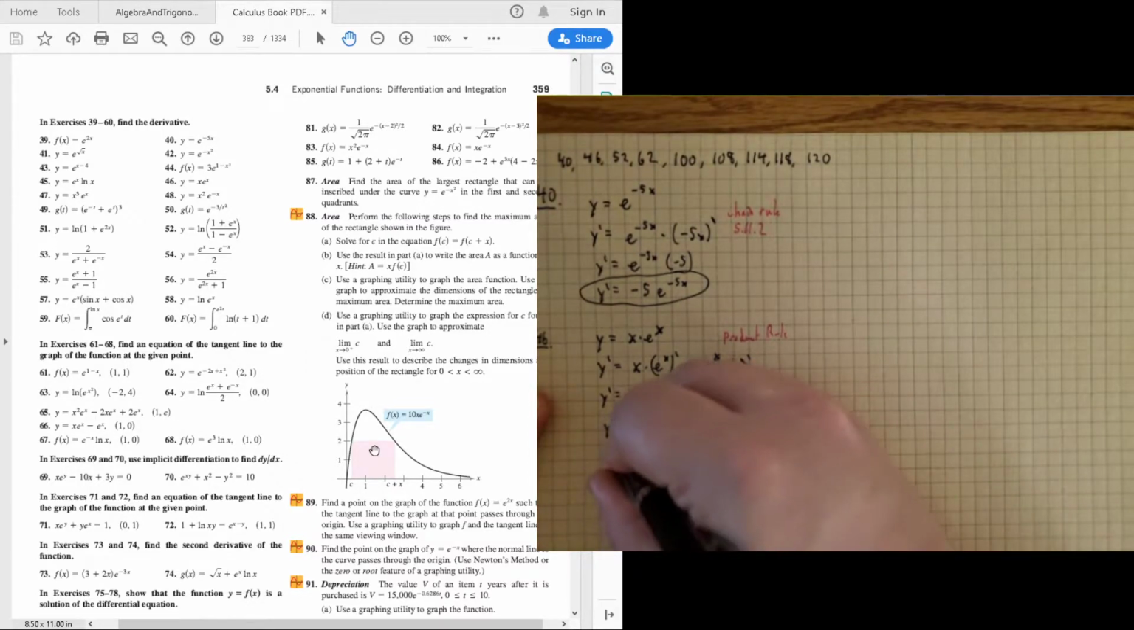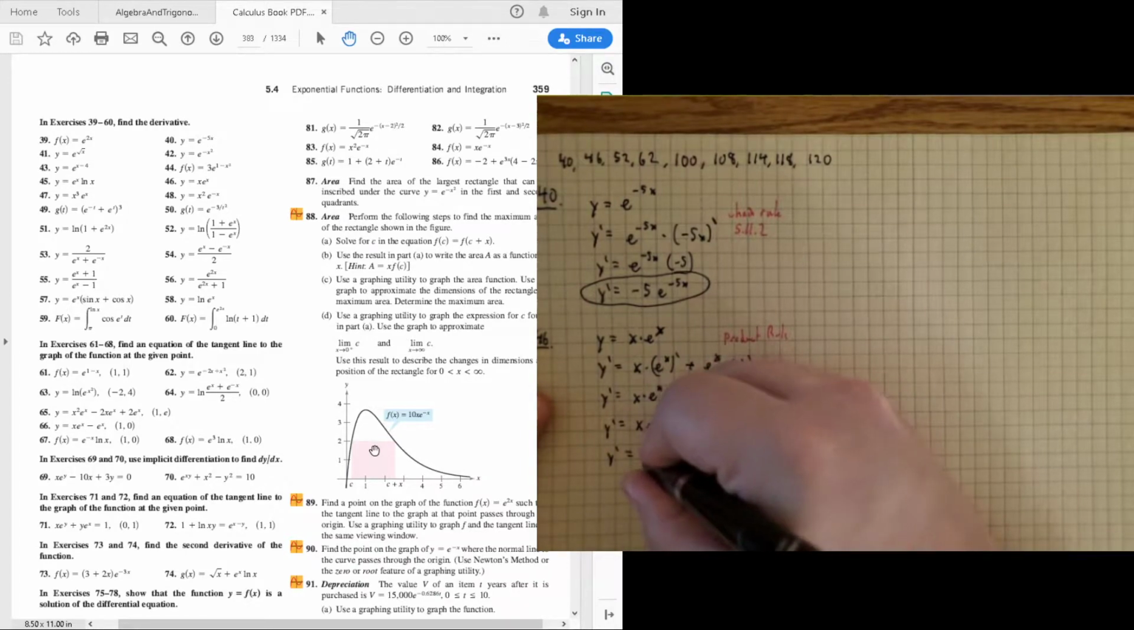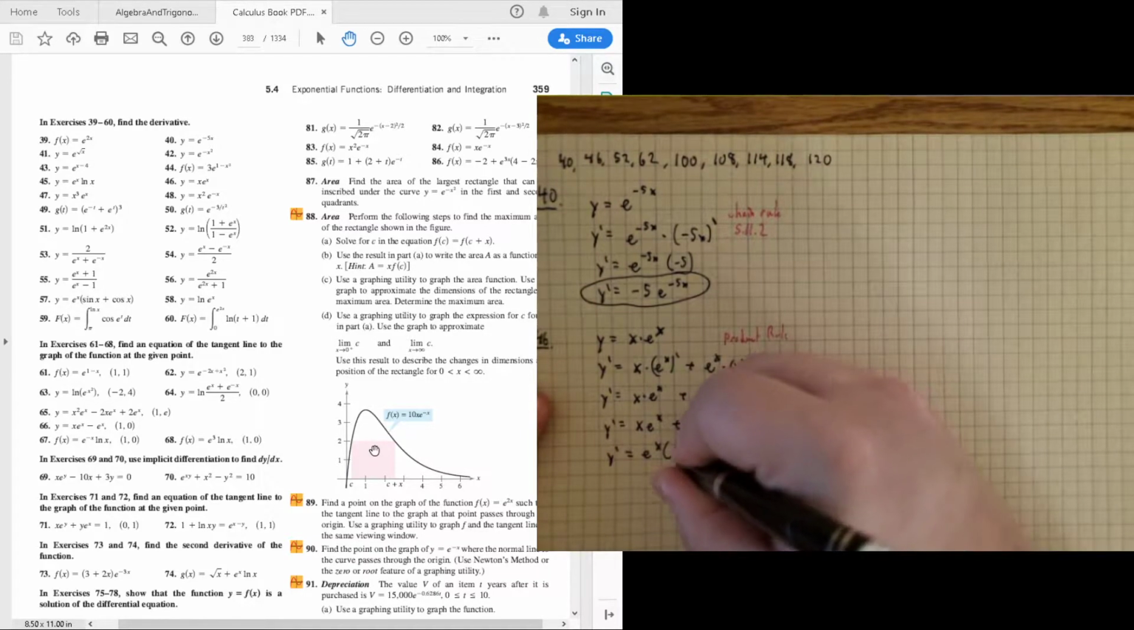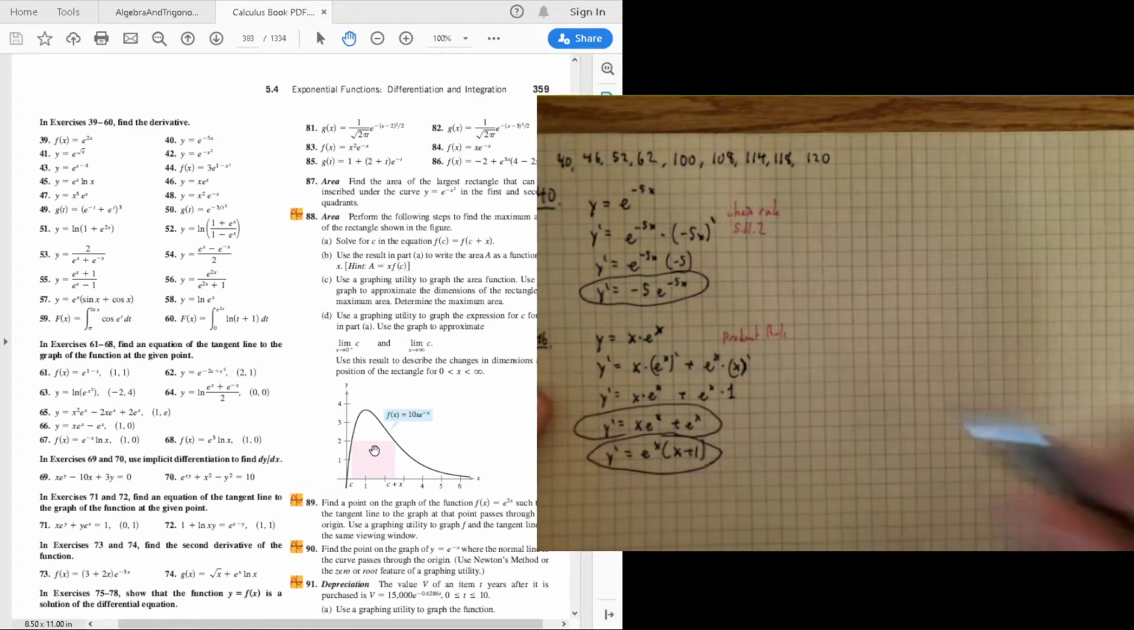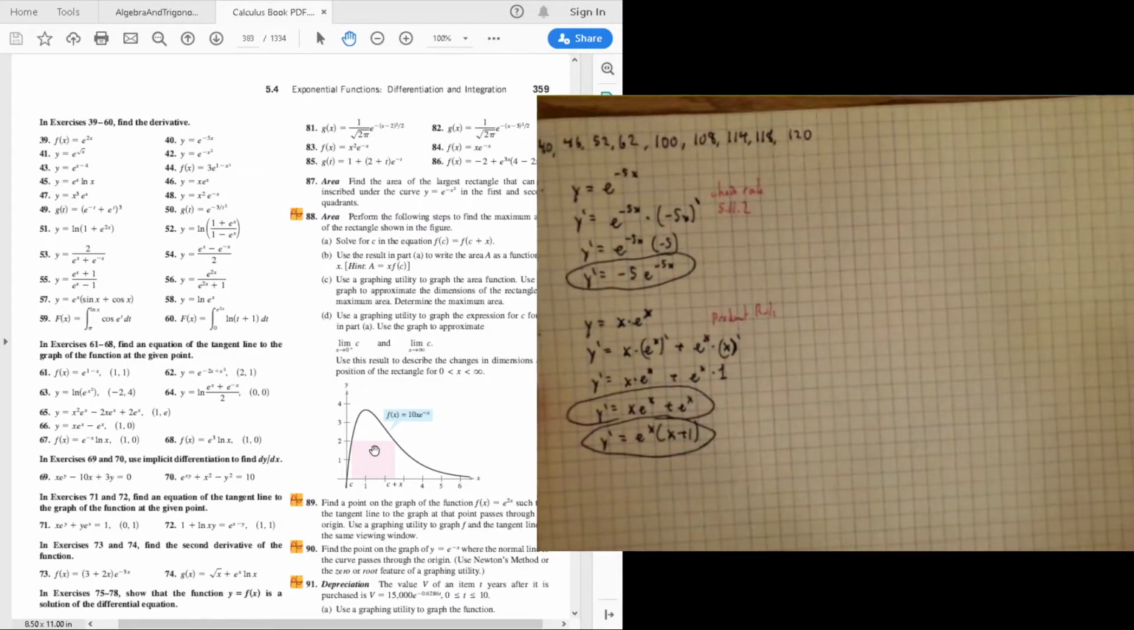Although, of course, if you want to get really fancy, you could factor an e to the x out, just like how you can factor anything out, and get this answer as well. Both are acceptable. If the question just says find the derivative, we did. That's number 46.